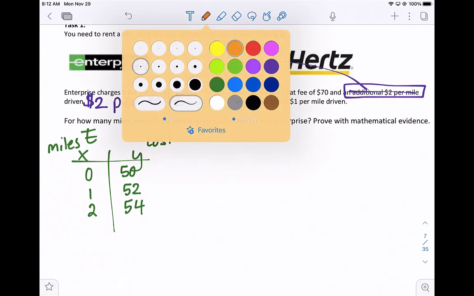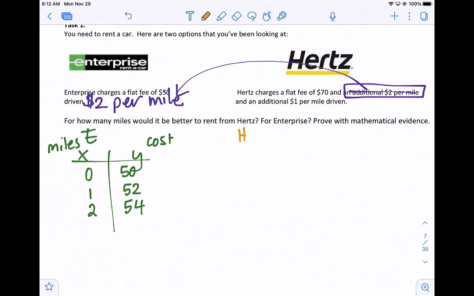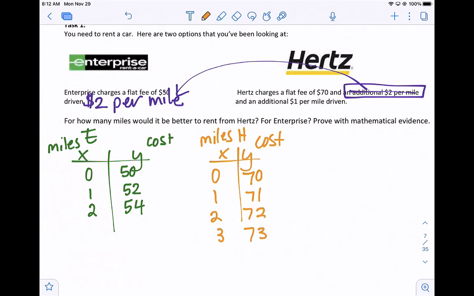Let's look at Hertz. Again, in our input-output table, you have miles and cost. We can see that at 0 miles, Hertz is more expensive, right? $70, just the flat fee. It's only $1 per mile driven, though. So after 1 mile, it's only 71. After 2 miles, it's 72. 3 miles, it's 73. It's going up by $1 each time.